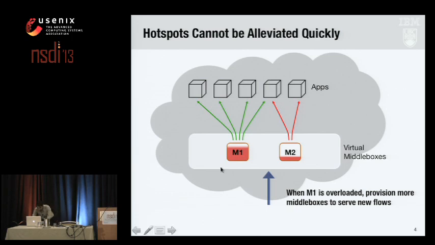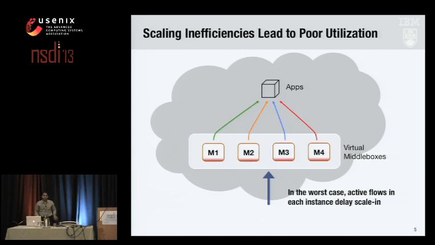You might end up in a scenario like this, where when your app scales down, you will have 4 or 5 row instances, each having 1 or 2 flows. And you cannot scale in this setup. Why? Because there are flows in each middle box. And why can't you scale in this setup? Because these flows have state, and this state is stuck inside each of these middle boxes.